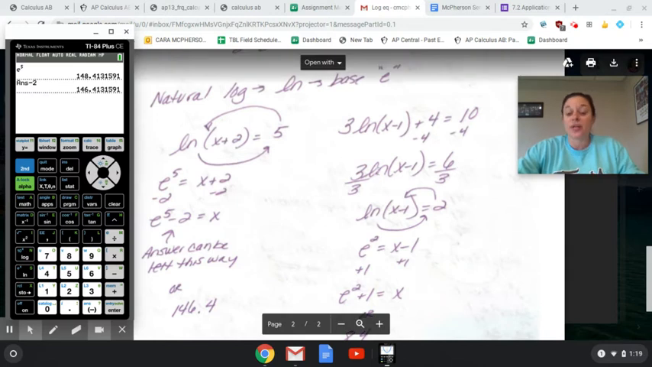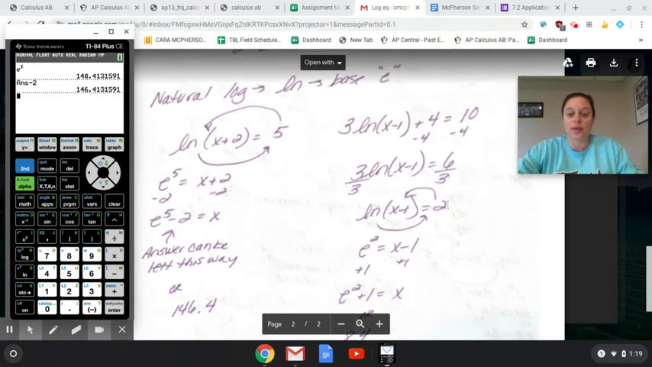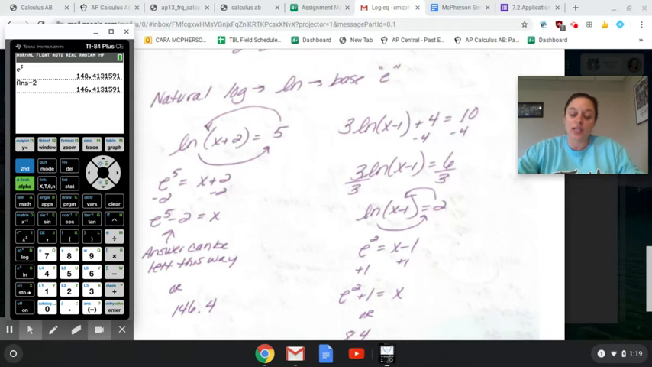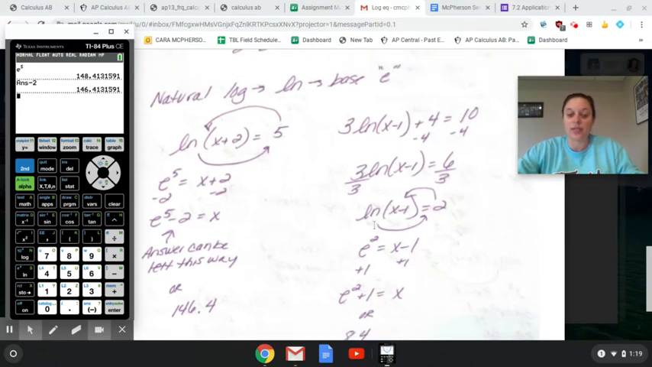I have a 3 in front of the natural log. It's currently multiplied, so to isolate, I'm going to divide both sides by 3. So 6 divided by 3 is 2. Now I'm ready to go into step 2. My base is e, even if it's not written, my base is e. So e to the second power equals x minus 1. Add 1 to both sides.